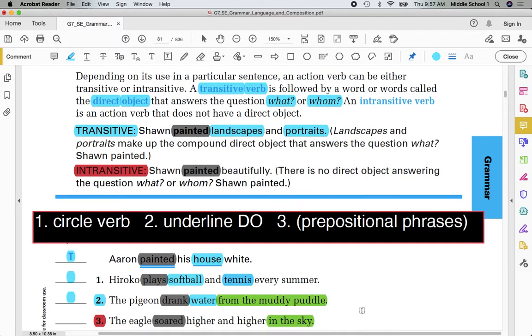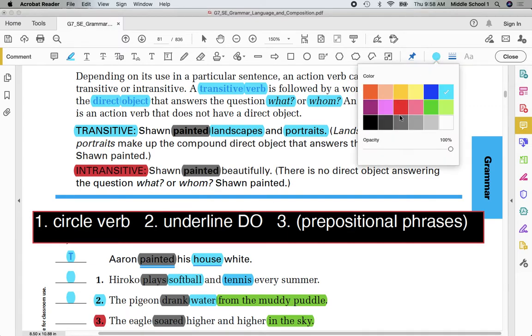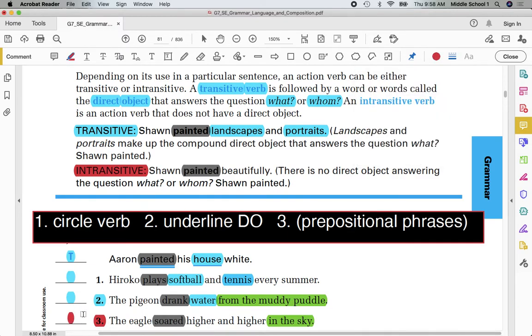The eagle soared higher and higher in the sky. Circle the verb soared. Prepositional phrase, in the sky. Notice that example 3 is like the example up above: Sean painted beautifully. Higher and higher doesn't answer the question what. Those are not nouns. Therefore, I have a red mark here by sentence number 3, because sentence number 3 is intransitive.